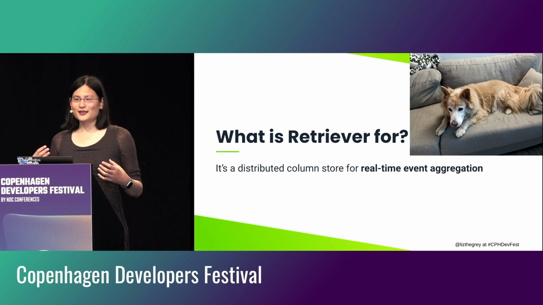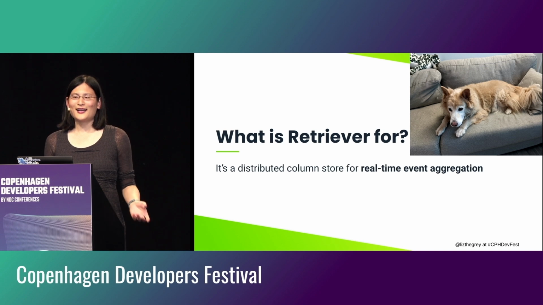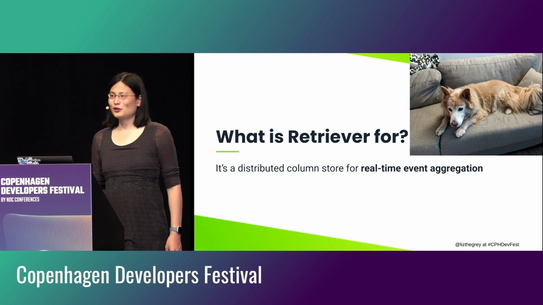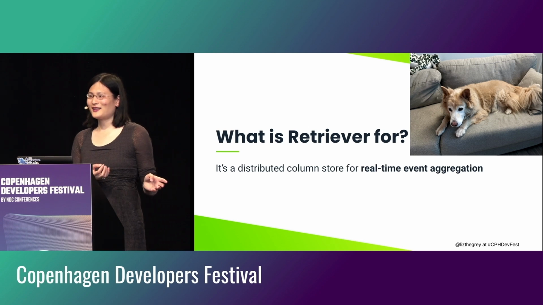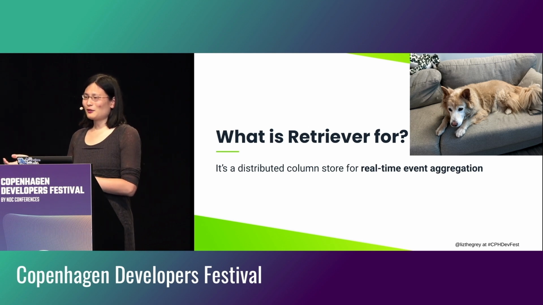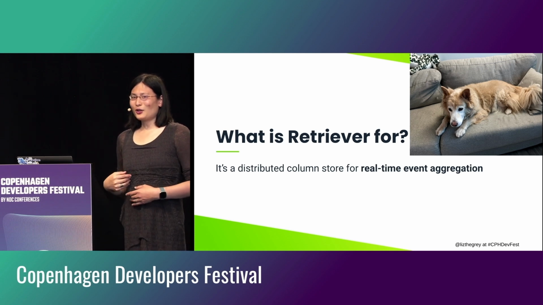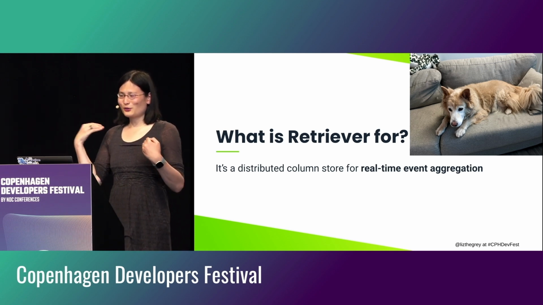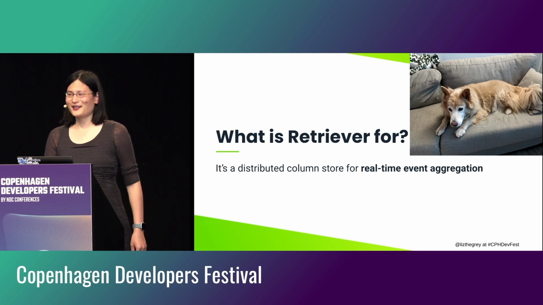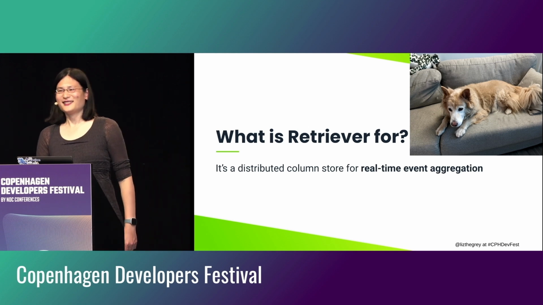But the core idea is that Retriever is a distributed column store that enables us to do real-time event aggregation and analysis. So think something like Google Analytics, think something like Splunk, think something where you are trying to process data. And also, because all of our services at Honeycomb are named after dogs, here's a picture of my golden retriever mix. That is Flurry. Aw.